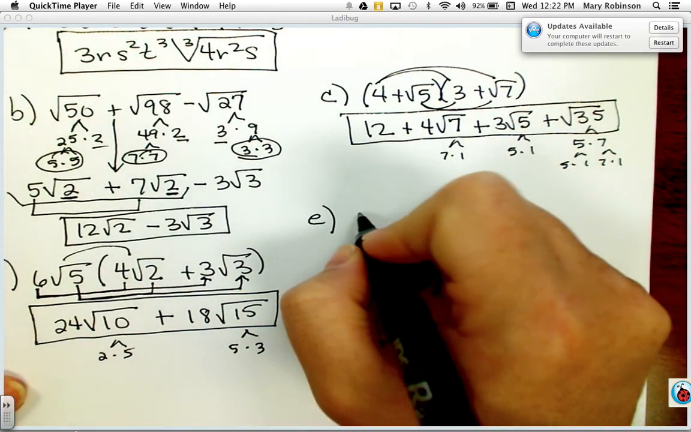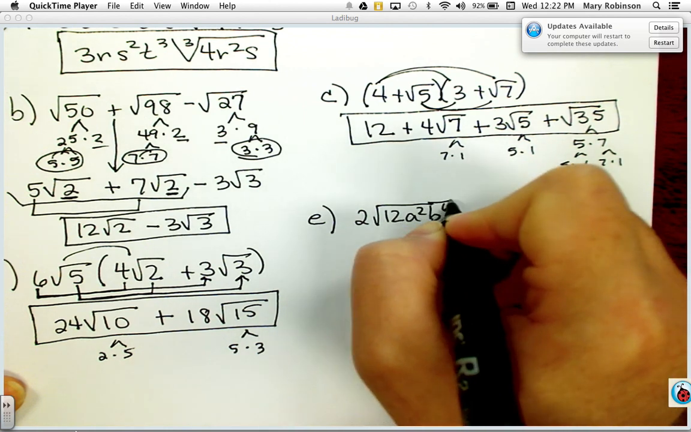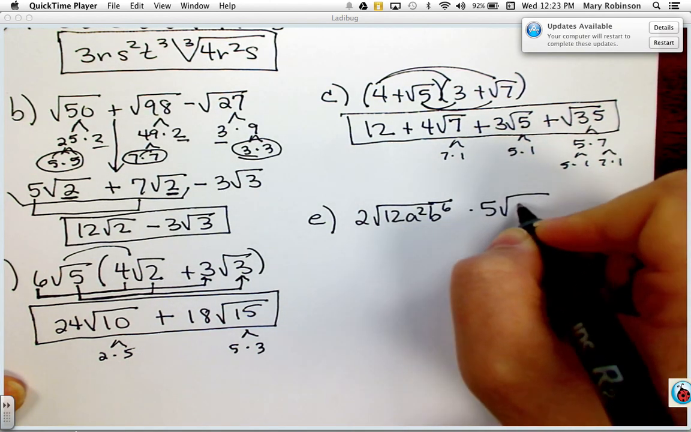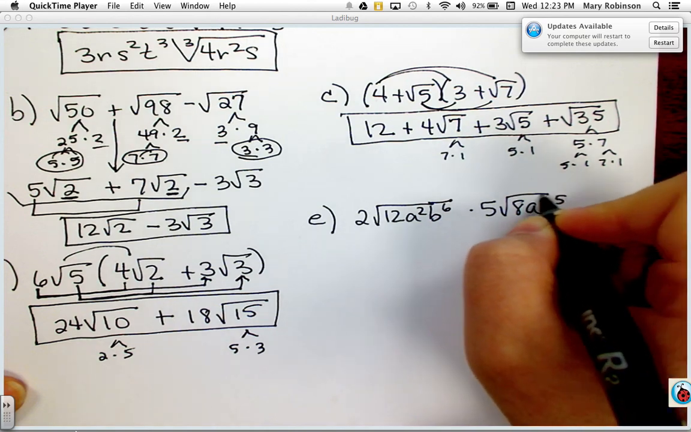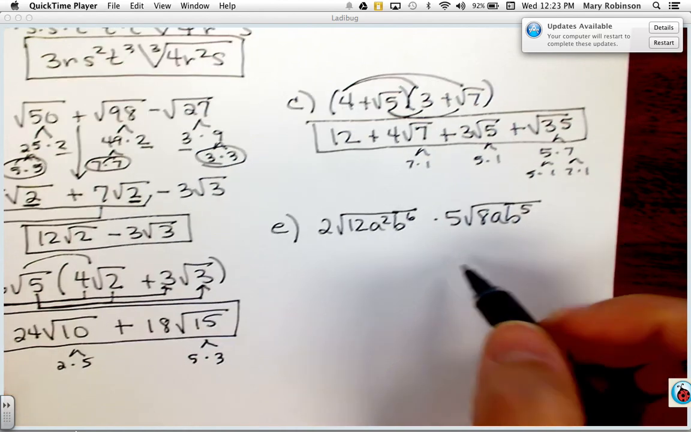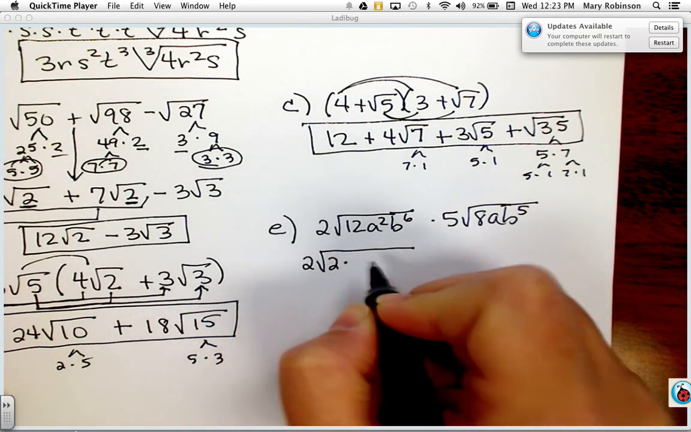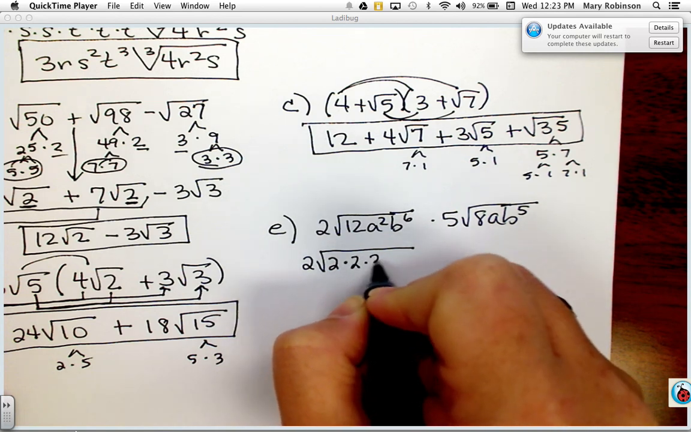Next for E, we're multiplying 2 terms, but they have variables. So we want to break down our radicands into their prime factorization. 12 breaks down to 2 times 6. 6 breaks down to 2 and 3.